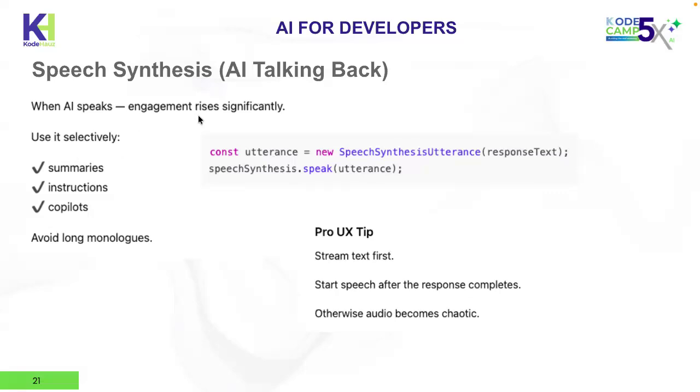So typically you would only use this speech synthesis when you really need to do things like summarize instructions and copilots. Avoid long monologues. So this is another thing to pay attention to. Remember that some of these GPTs can be very verbose, generate a lot of content. You don't want to pass all of that into a speech synthesis stream. It's just going to be very boring. So you can summarize, or you can even instruct the LLM in your prompt that it should be very straight to the point and so on.